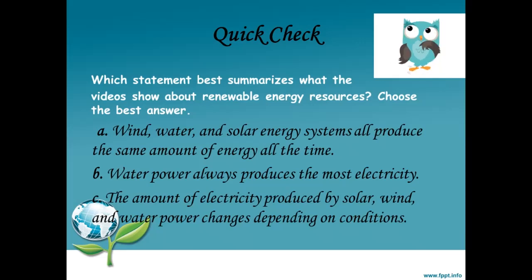All right, so let's find out if your choice is correct. Okay, so the answer is letter C. The amount of electricity produced by solar, wind, and water power changes depending on conditions. So meaning to say, grade 4, there are several factors, guys, that affect the efficiency or the effectivity of a certain renewable energy resource that we have. The speed of the wind, the weather conditions, or the supplies of water are some of the conditions.